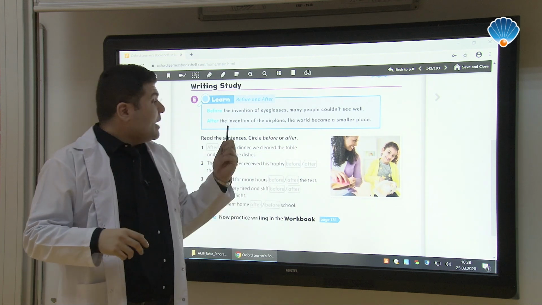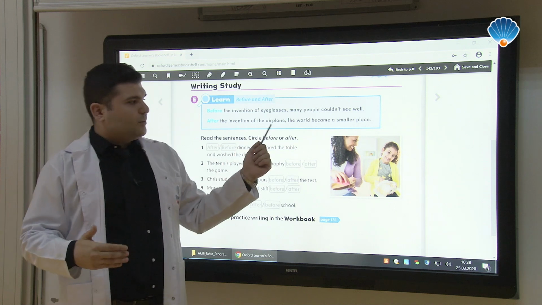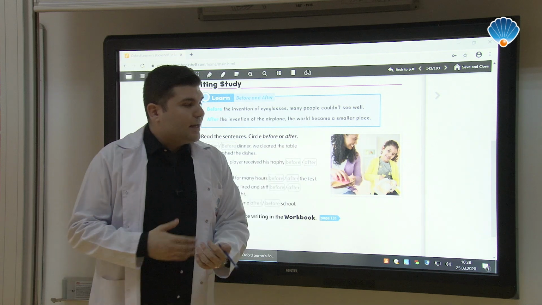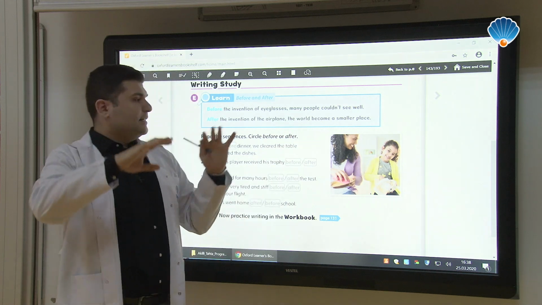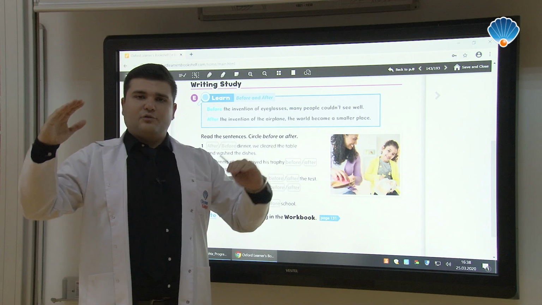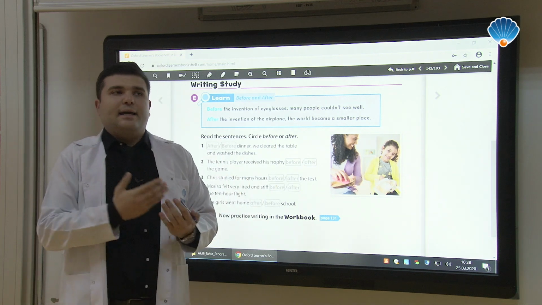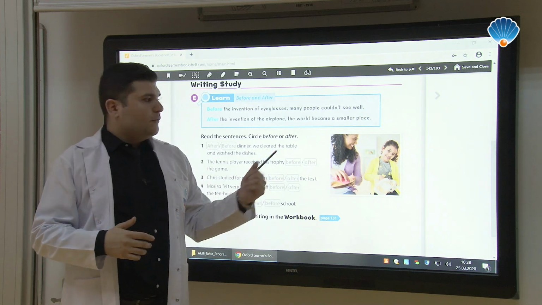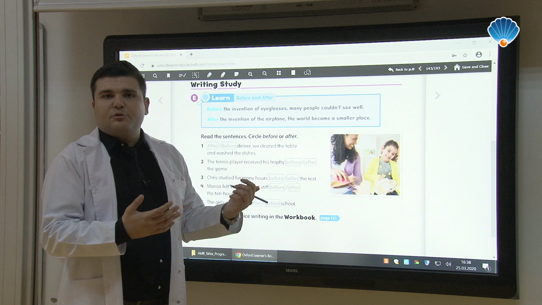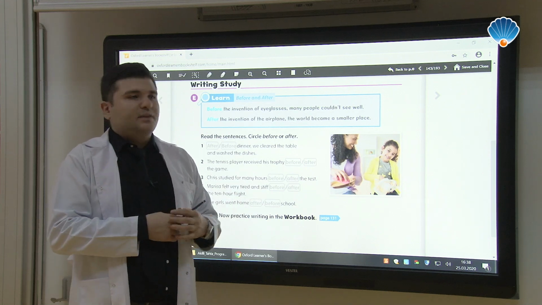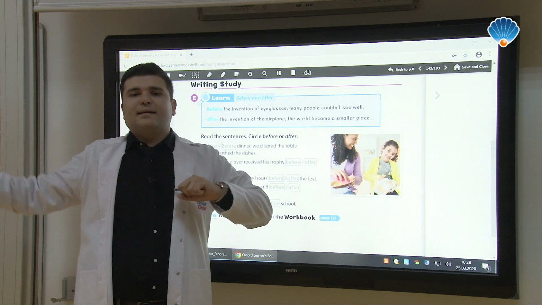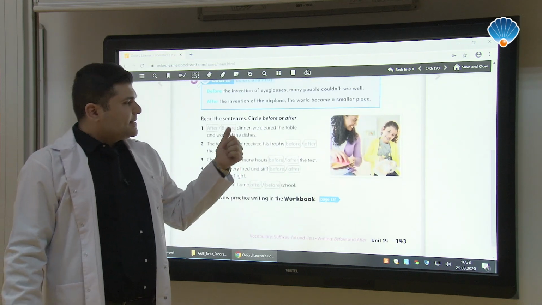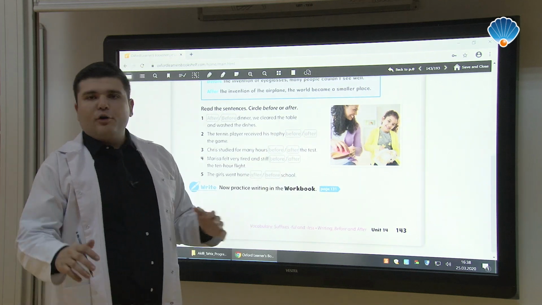have eyeglasses. But after the invention of the airplane, this is another example, after the invention of the airplane, the world became a smaller place because people started to fly between countries, so it makes their lives easier. It's a very important invention for people because it's impossible to go from one side to the other without airplanes. It's very hard. So now in this part, read the sentences, circle before or after.